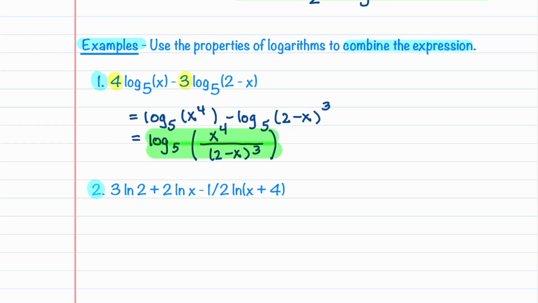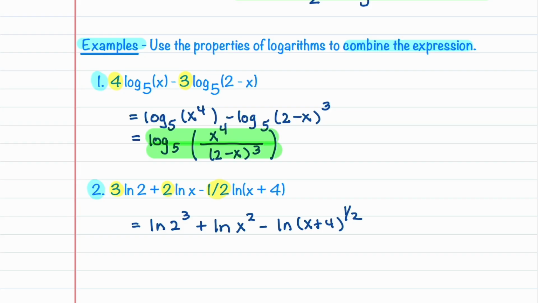Let's look at our second example. I included this one because I wanted you to see how to combine logarithms when you have 3 pieces. We're going to start just like we did with the previous example by putting the constants, we have a 3, a 2, and a 1/2, up into the exponent. This gives us natural log of 2 cubed plus natural log x squared minus natural log x plus 4 to the 1/2. In a minute, we'll make that a square root.